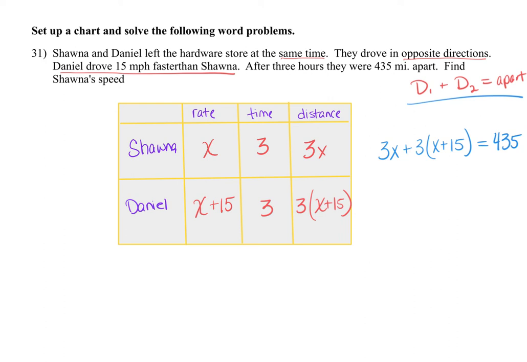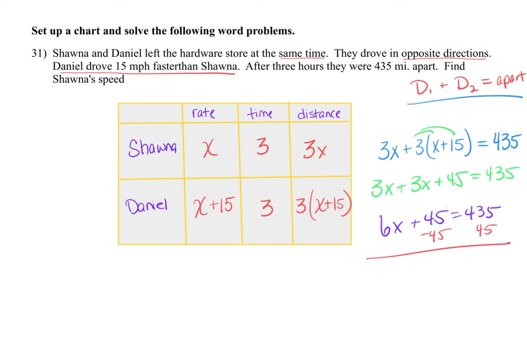I'm going to distribute this guy right here. I'm going to combine my like terms. I'm going to solve for x. Subtract that 45. And then I am going to divide. So x equals 65.